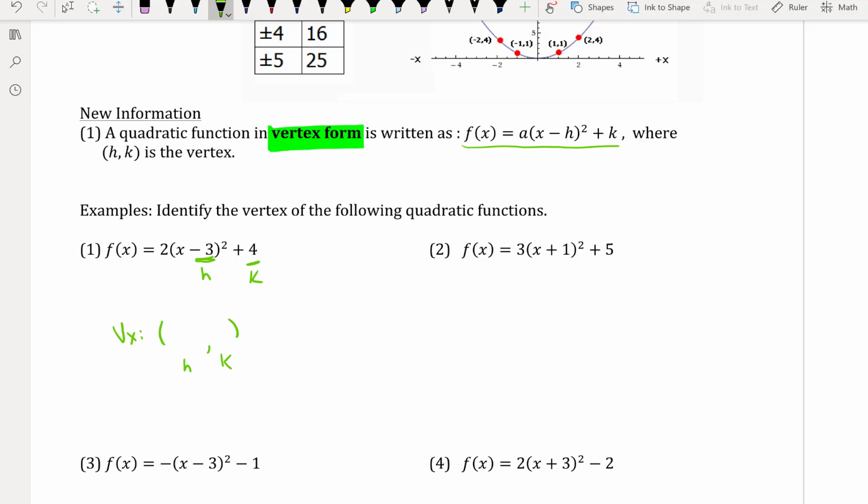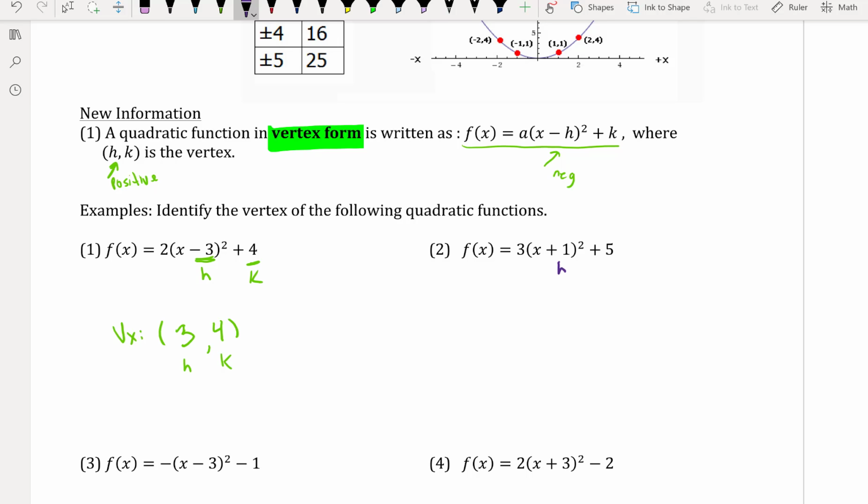So look at how this h here is a negative h, and this is a positive h. So this is negative, and this is positive. That means that the h value is always going to be the opposite sign. So if it's negative, it's going to be positive. If it's positive, it's going to be negative. So if this is a -3, then it's going to be a +3. And the k value goes in directly. So that's 4. Okay, so let's move on to the next one.